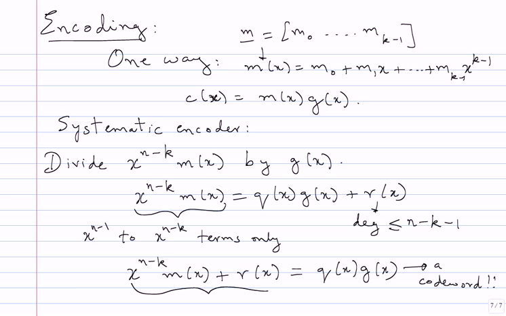So why is this mapping systematic? Yeah, the m of x appears by itself in one place, right? Do you see that? So this is systematic.